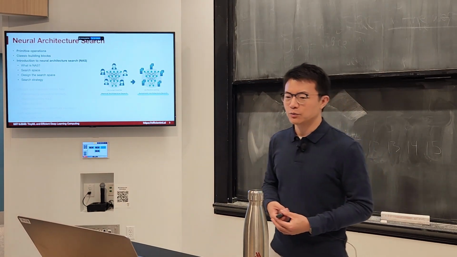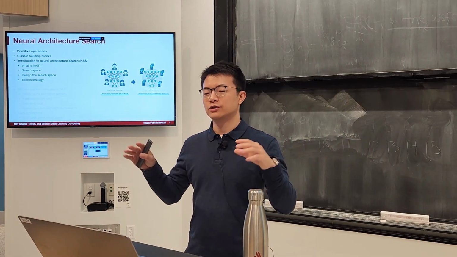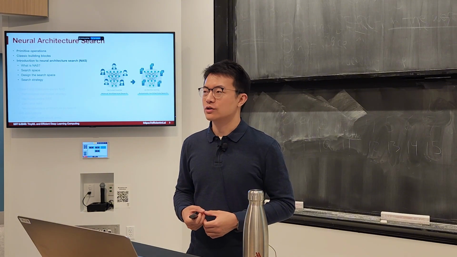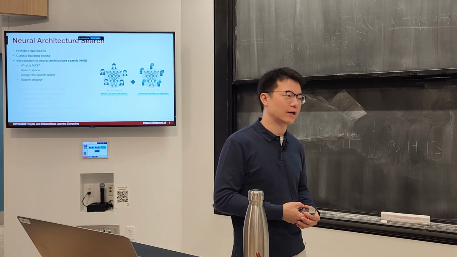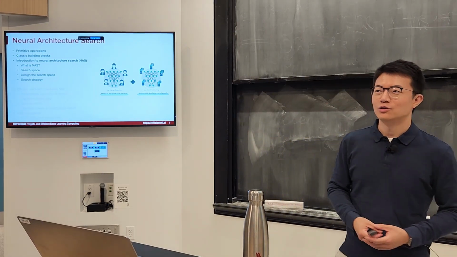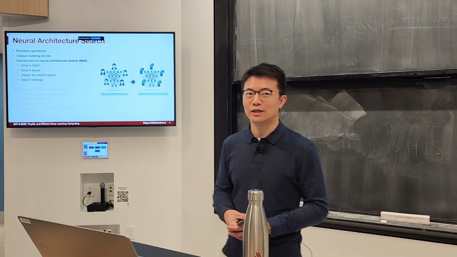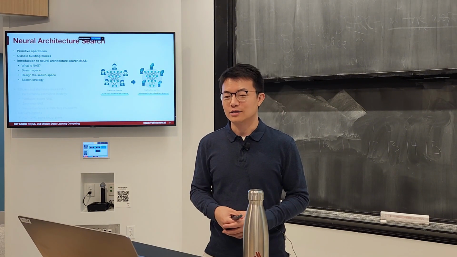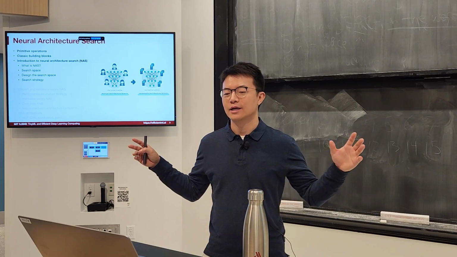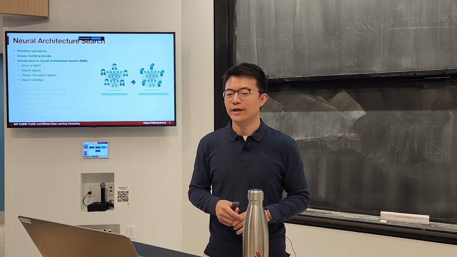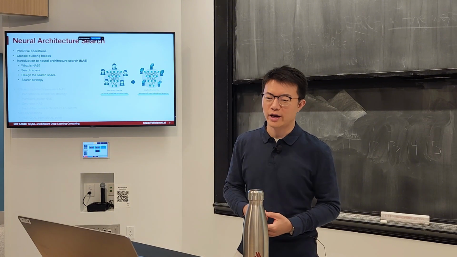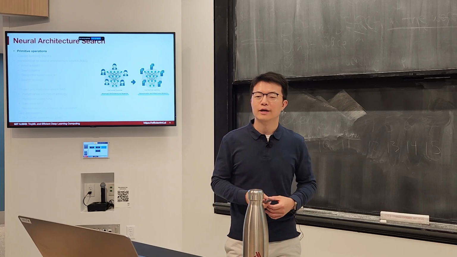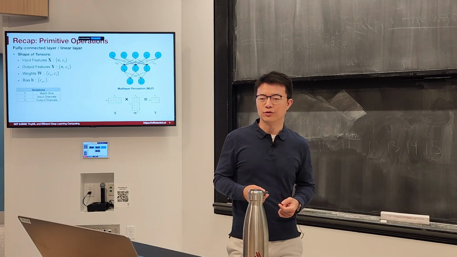In order to achieve that, we'll go through the following sections. We'll first talk about primitive operations and review those classic building blocks. If you're an architect constructing a new building, what are the building blocks? Now we are constructing a neural network architecture. What is the building block? And then we'll talk about neural architecture search. What is the search space? How do we design the search space? And also how to search: what are the search strategies within that search space? So let's start with primitive operations, which is an overview.